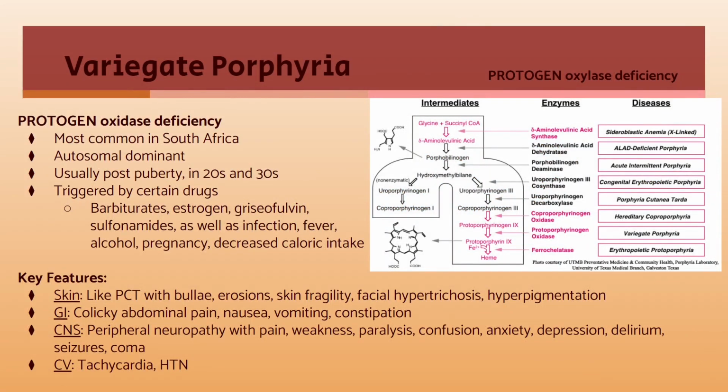Variegate porphyria, so we do know that this is, I'm going to abbreviate it, protogen oxidase deficiency. It's listed on the right.